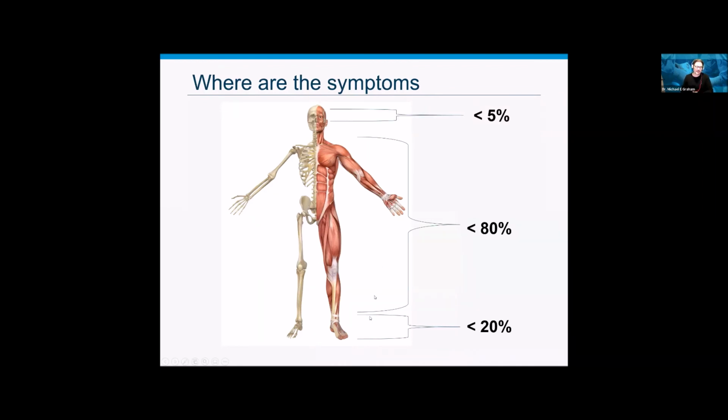So 20% of the symptoms from recurrent talotarsal joint dislocation show up in the feet, with the things we've already talked about, like heel pain, bunions, and things like that. 80% of the symptoms show up as growing pains, shin splints, knee, hip, and back issues.